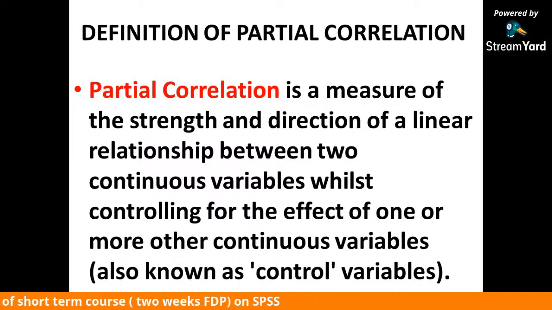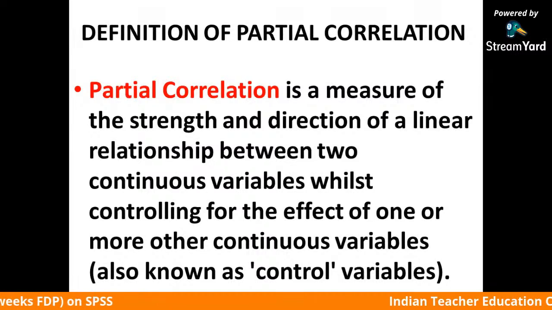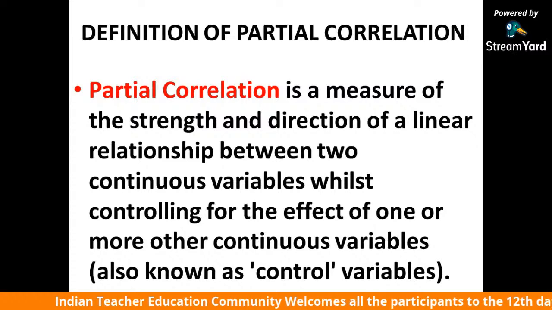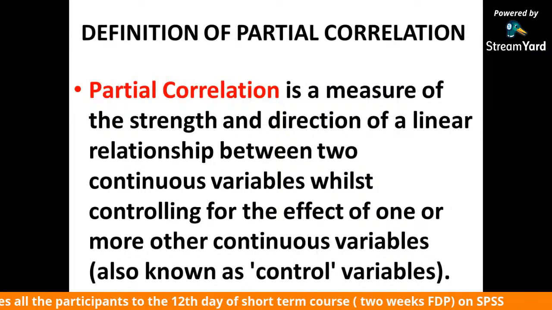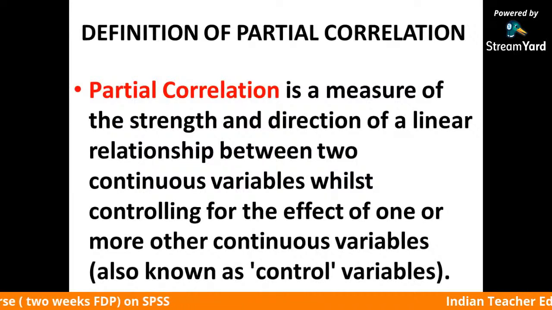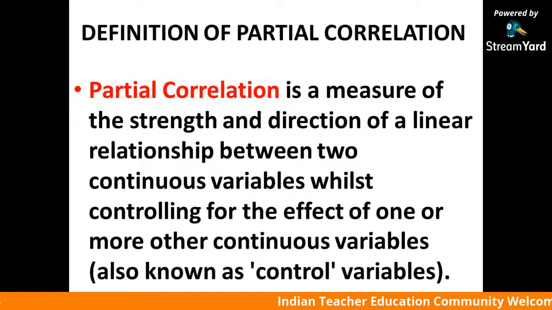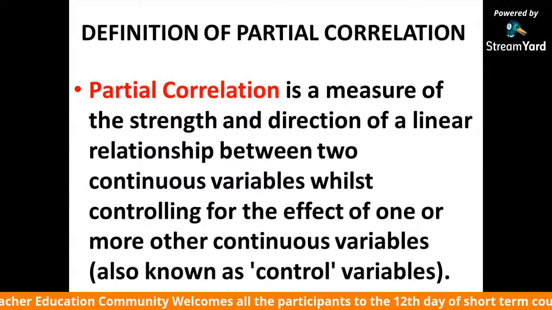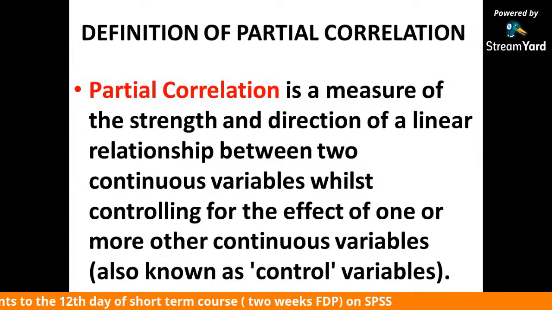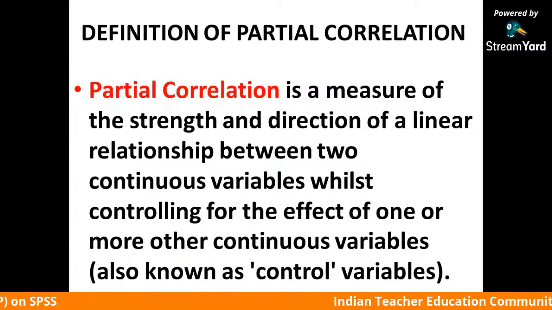And now you can understand that partial correlation is a little higher than the correlation. But the base for partial correlation is correlation, the product moment correlation. Because it is the product moment correlation where both the variables must be continuous variables. If one variable is continuous and another is not continuous, then you cannot use the product moment correlation. Then you have to use other correlation.